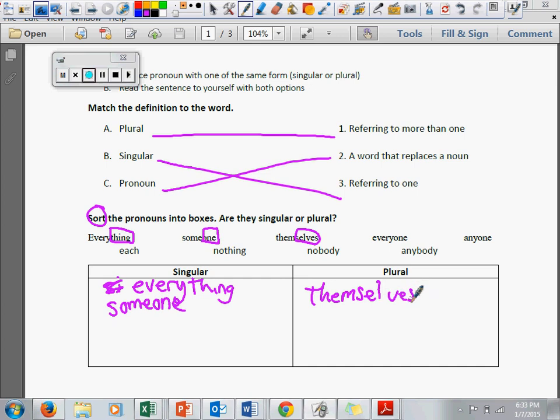Go ahead and complete the next 5 on your own, putting them into the proper boxes, and you can check your answers back here when you're finished. Take about 1 minute to do that.